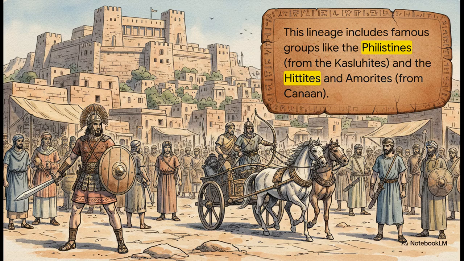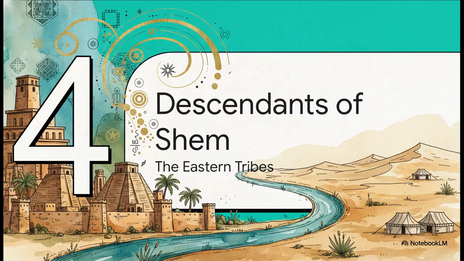From Egypt, you get the ancestors of the Philistines. And from Canaan, you get the Hittites, the Amorites, and all the other clans that were living in the land before the Israelites showed up. This branch really populates the political heartland of the ancient world. All right, on to our final branch, the descendants of Shem.